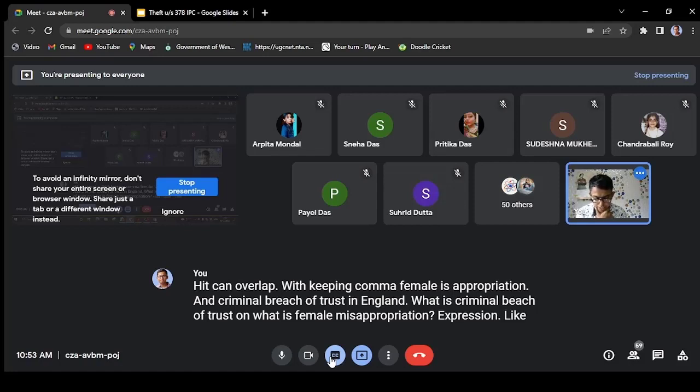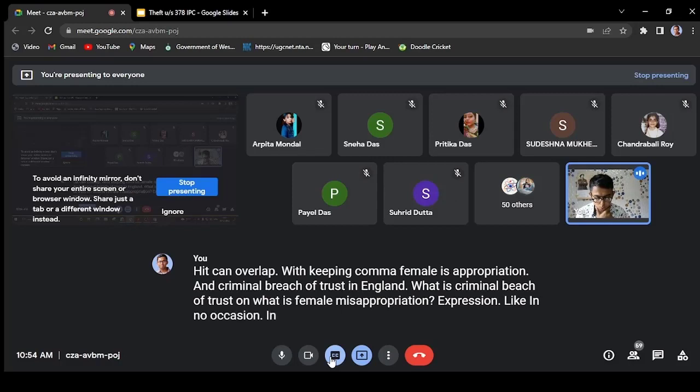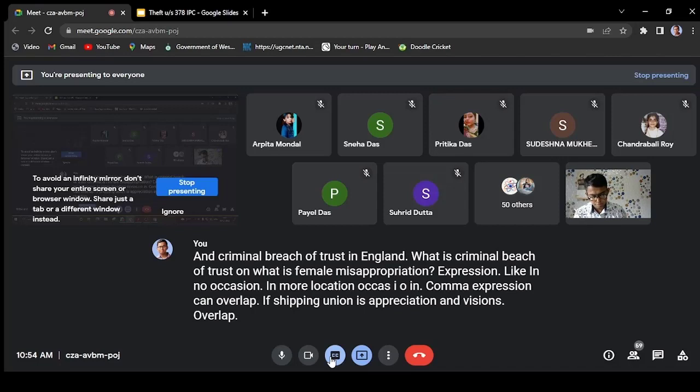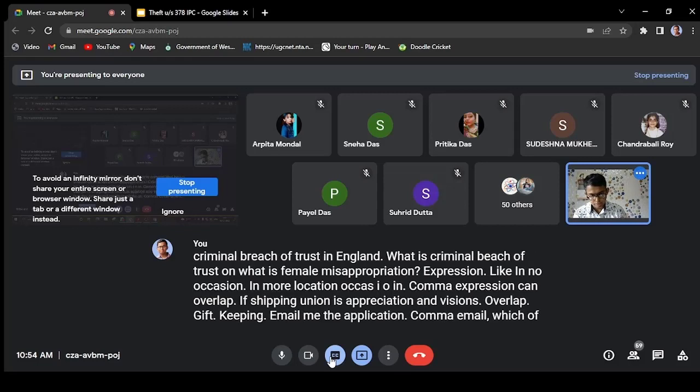Extortion: on the other hand, on occasion, extortion can overlap with theft, cheating, criminal misappropriation, criminal breach of trust, etc.